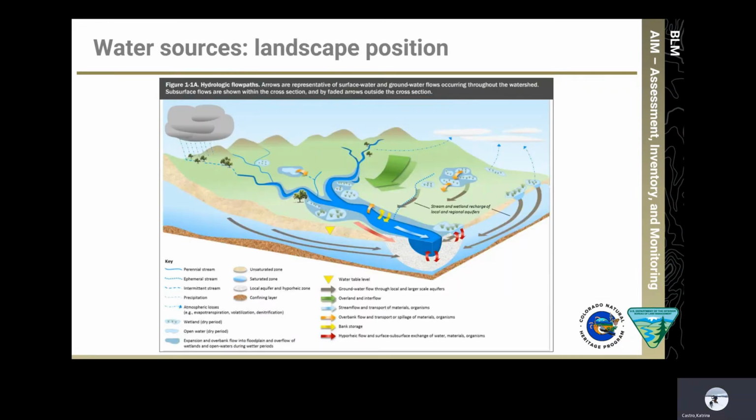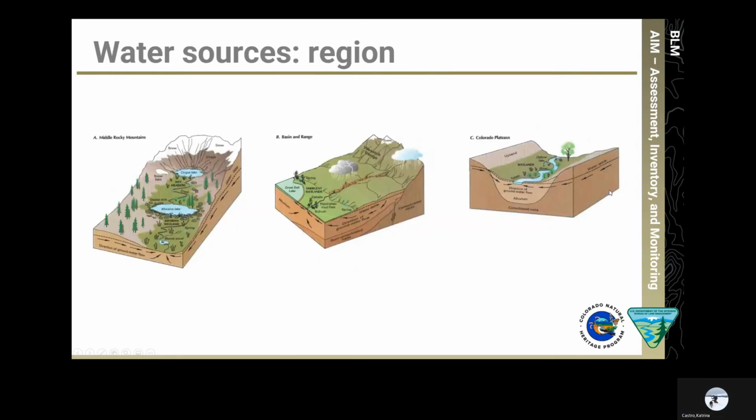When determining water sources, it can be helpful to consider the physical setting of the wetland at the watershed scale. The position of a wetland on the landscape influences the source and movement of water within the wetland. In addition to landscape position, taking region and ecoregion into account can help to better understand what hydrological processes are typical of the greater area.